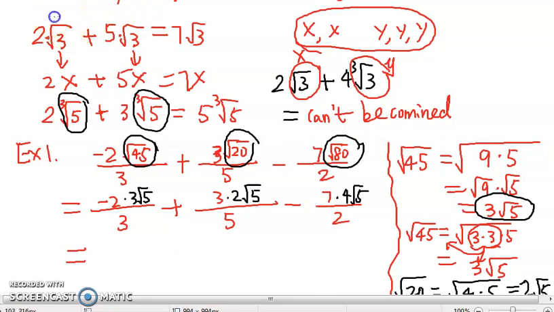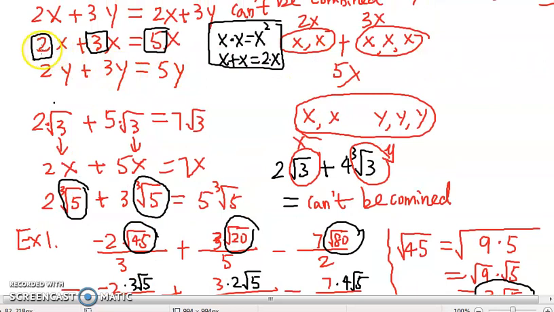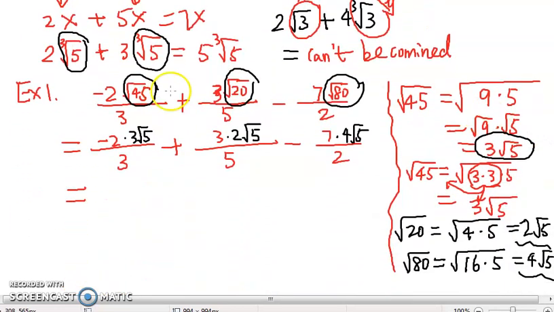We are only going to add or subtract the numbers in front of them. See, 2 plus 3, the variable doesn't change. So similarly, we don't have a variable. What we have is the radical. The radical is not going to change. Radical 5, radical 5. All we have to do is work on the numbers in front of them. So notice that in this case, they can be reduced.